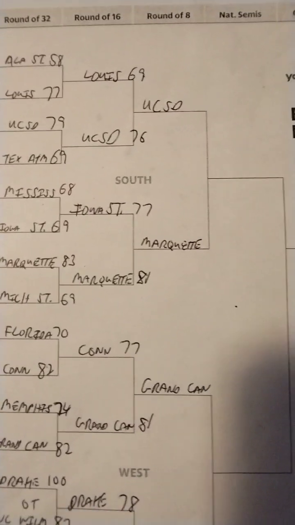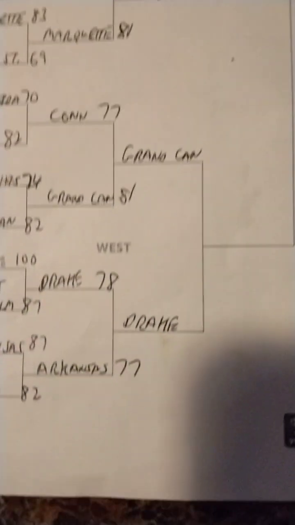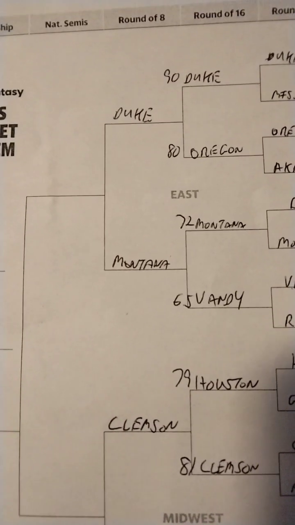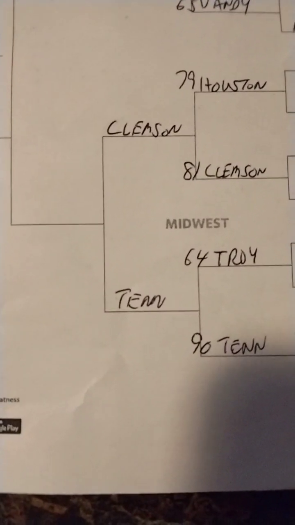All right, and speaking of that bracket, our Elite Eight in the South, UCSD versus Marquette. In the West bracket, Grand Canyon versus Drake. In the East, Duke versus Montana. And finally, in the Midwest region, Clemson versus Tennessee. All right, just a few more videos to go. The Elite Eight video will be next to determine who is our champion of the men's 2025 NCAA tournament, the Dice Simulated Edition.